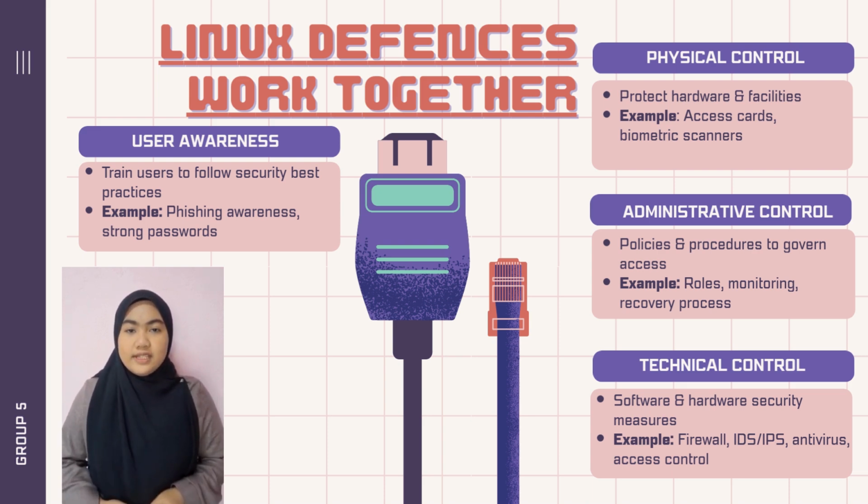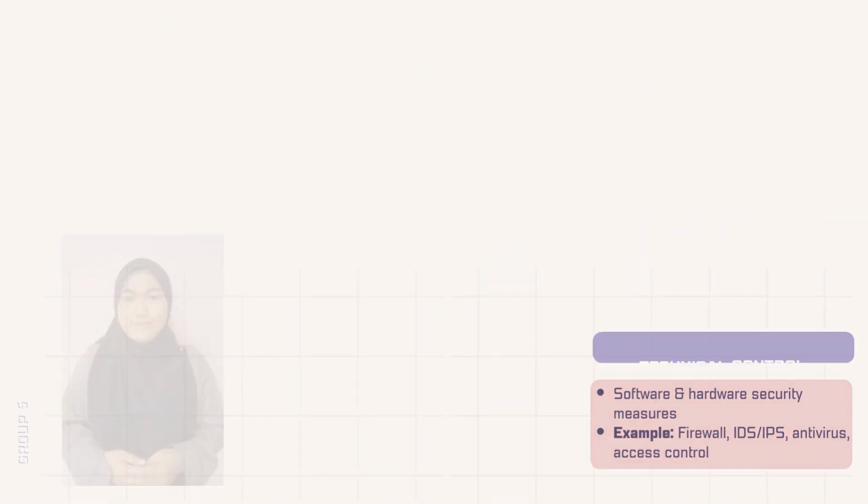The layers include physical security, administrative rules and policy, technical controls like firewall, IDS and IPS, and user awareness, such as knowing how to avoid phishing and using strong passwords. In Linux, common security tools are UFW and Netfilter for firewall, Snort and Tripwire for IDS, and Fail2ban to block suspicious login attempts. Using these tools together makes the system more secure.